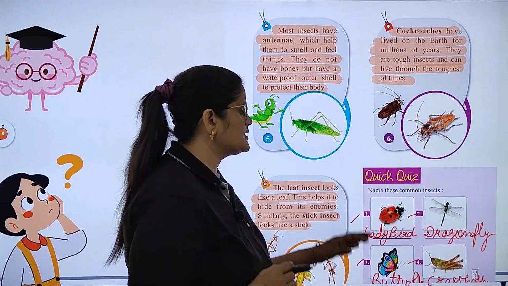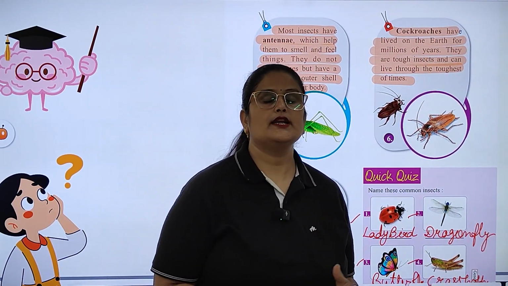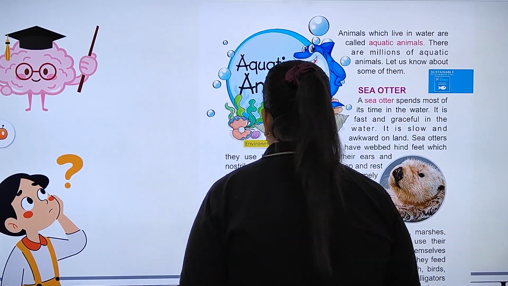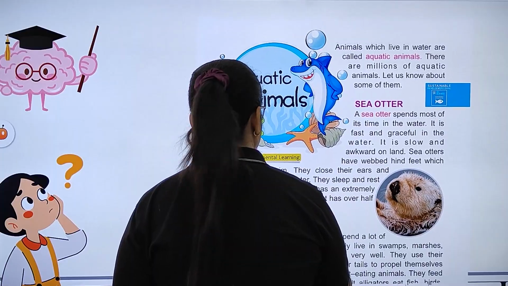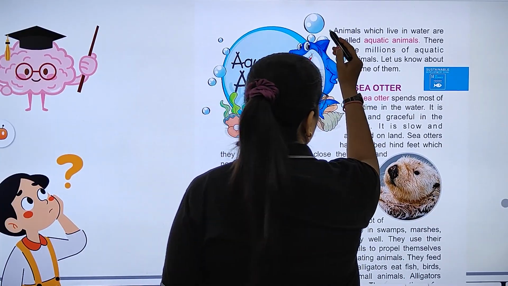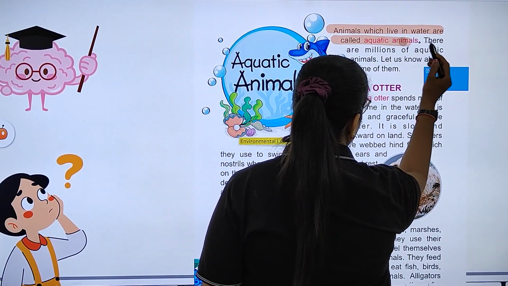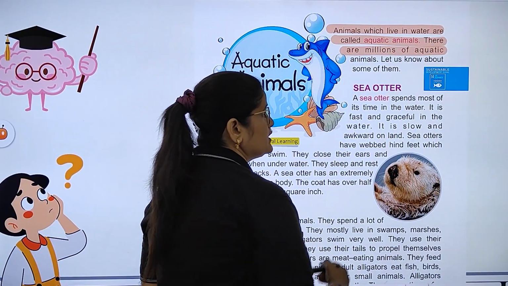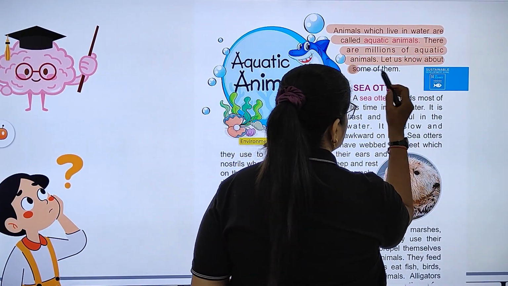Now, dear students, this chapter is done here. Now let's begin the next chapter, Aquatic Animals. This chapter is only for reading. Animals which live in water are called aquatic animals. There are millions of aquatic animals. Let us know about some of them.